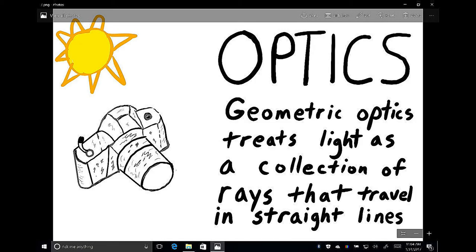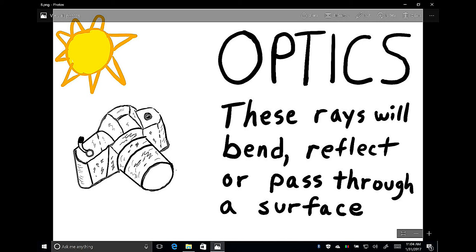And geometric optics treats light as a collection of rays that travel in straight lines. And as a result of that, these rays will bend and reflect or pass through a surface.